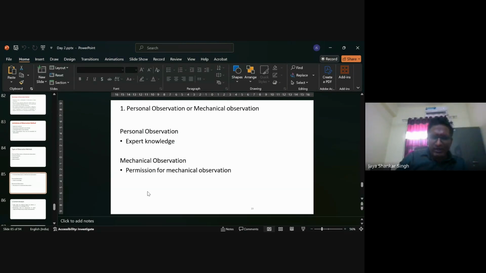Okay. For mechanical observation, obviously you need permission. You cannot set up a camera outside your home and say, no, I will observe how many vehicles are crossing my particular home or location.